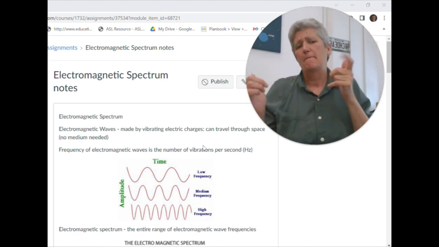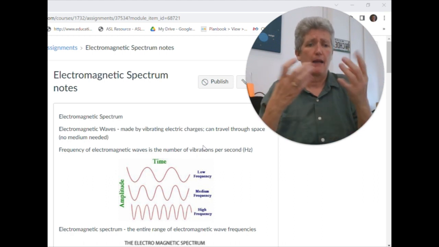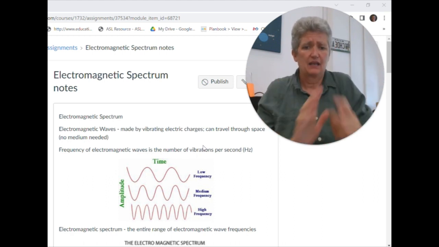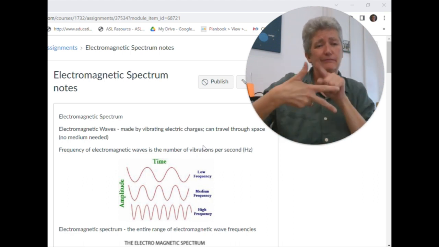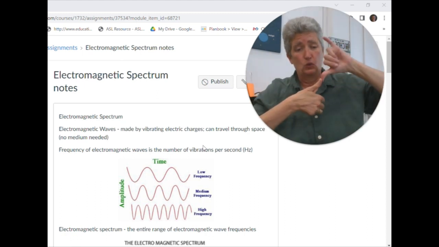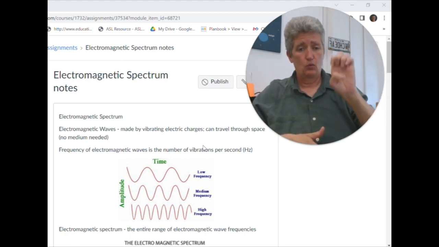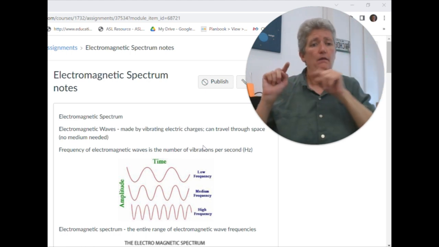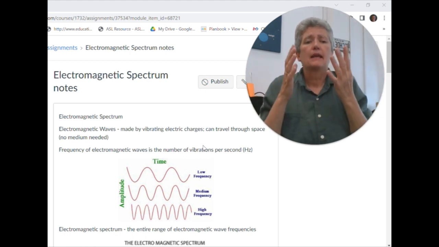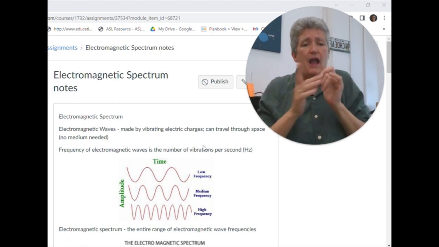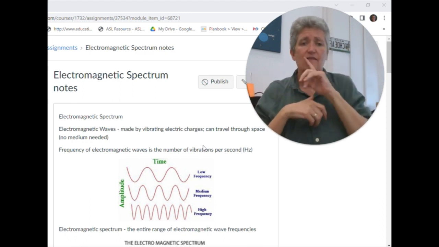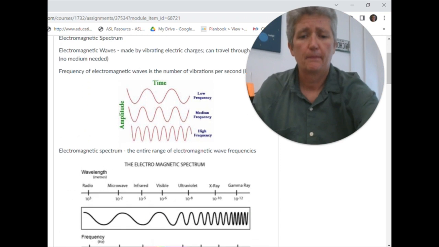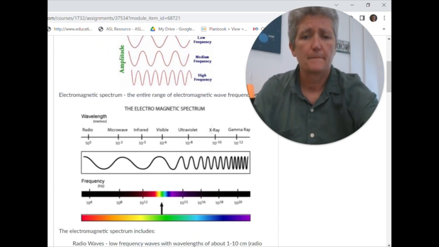So frequency means the speed of a wave, how many waves are going by in 1 second. You remember amplitude, that's the height of the wave. And then it shows how many waves are going by each second and how many are traveling by.